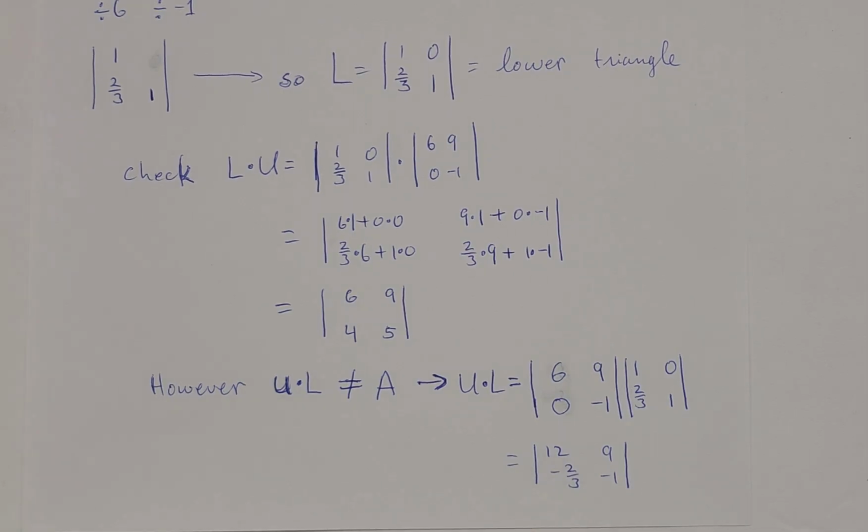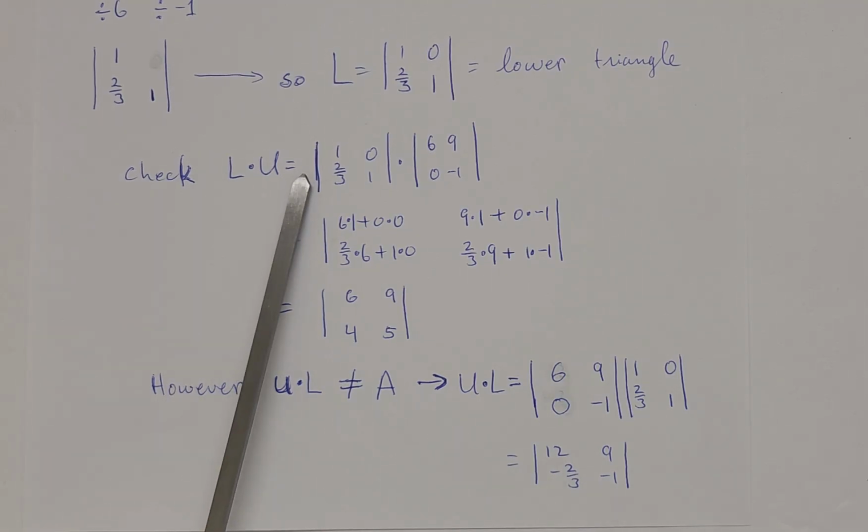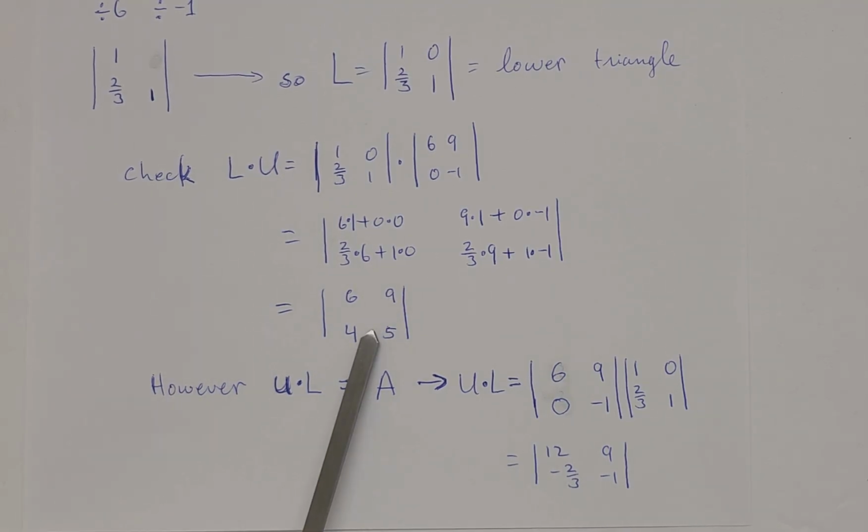So let's go further and see what that matrix comes out to be. 6 times 0 is 0, 9 times 1 is 9, 0 times 1 is 1, -1 times 2/3 is just -2/3, 0 times 0 is 0, -1 times 1 is just -1, so I have it here. So as you can see, L times U will go back to the original matrix. However, U times L does not go back to the original matrix. Okay, so be very careful.